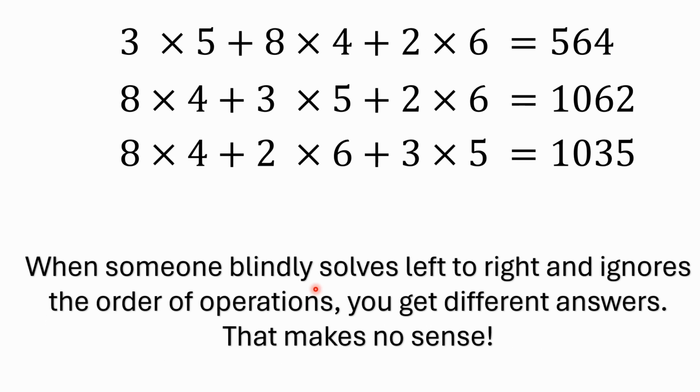So, what you're going to see though is that people who blindly solve left to right and ignore the order of operations are going to end up with different answers. Like so, for the top one, you're going to get 564, or you're going to get 1062 or 1035. Now, if you're using a really cheap calculator that uses immediate execution mode, you're going to get answers like that. If you're using the Windows standard PC calculator, you're going to get wrong answers like that. If you're using your cell phone scientific calculator, and entering them in just like they're written here, you're going to get the correct answer of 59.